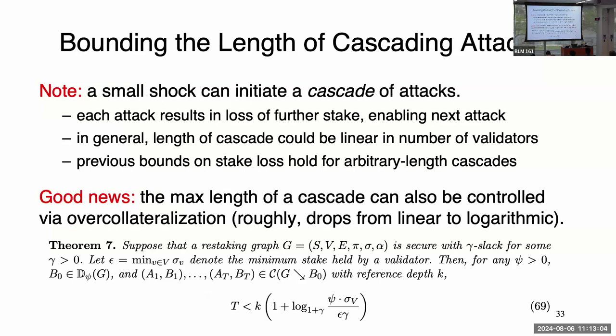So we talked about how you can have these cascades of attacks following a shock. All of the bounds I've given you are after an arbitrary length cascade sequence. You can also study cascades in their own right, and there's some interesting stuff there. What's cool is this overcollateralization factor gamma not only bounds the total amount of stake you're going to lose, but also how long one of those cascades can be. It drops from linear to logarithmic if you have overcollateralization.